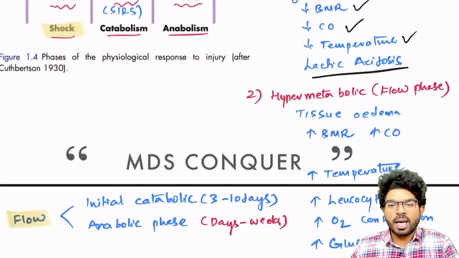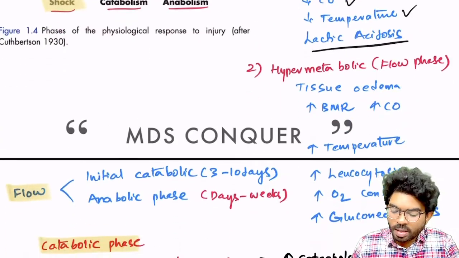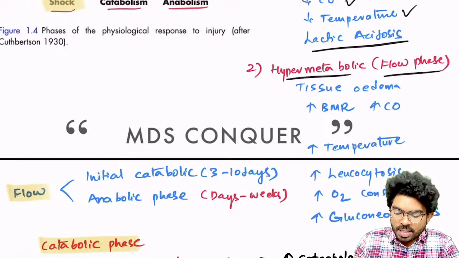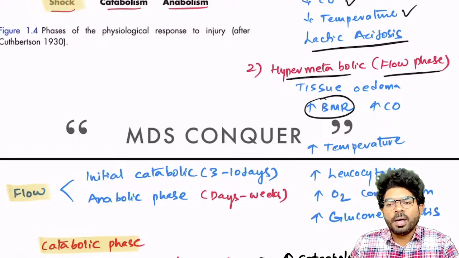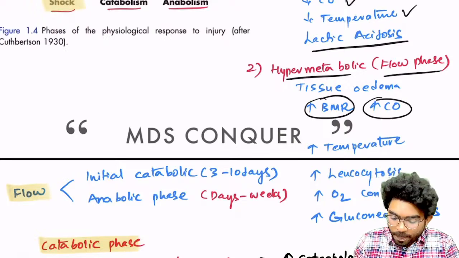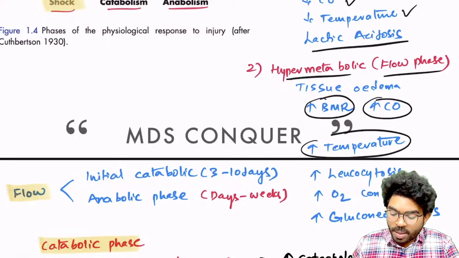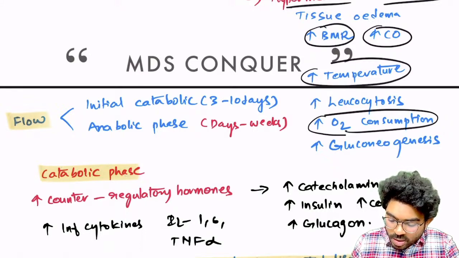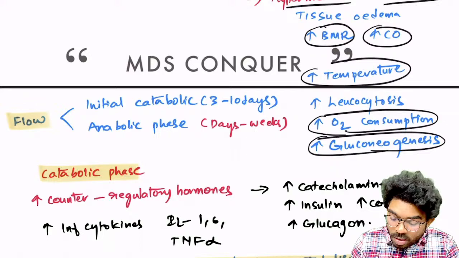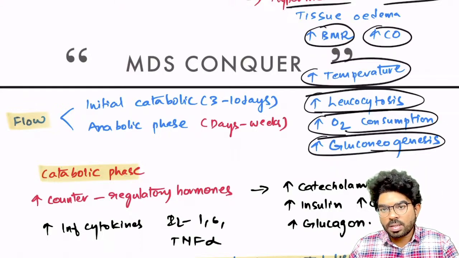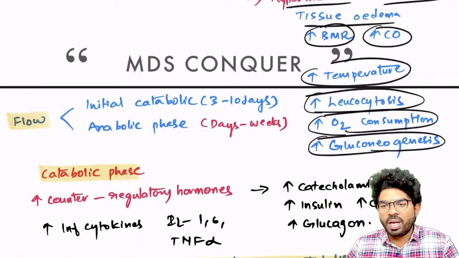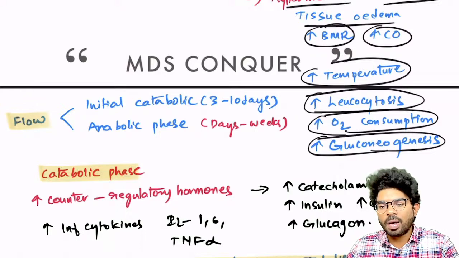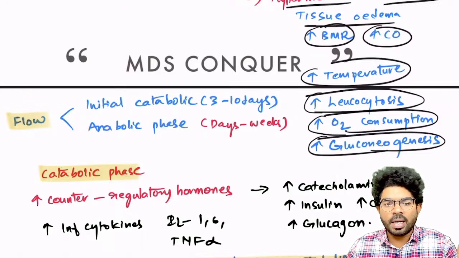Followed by the second phase, the flow phase, which is called the hypermetabolic phase. Metabolism starts increasing, so there will be an increase in BMR and an increase in cardiac output. The temperature increases here. There will be lots of oxygen consumption. Gluconeogenesis takes place here, leukocytosis increases, and there will be formation of edema. Whenever cardiac output increases, as we discussed in the last session, there will be tissue edema that is regularly seen.